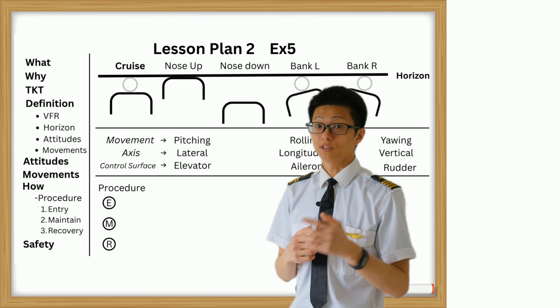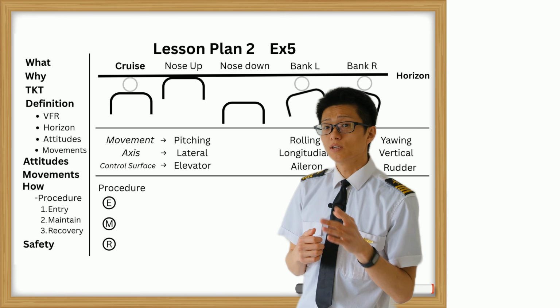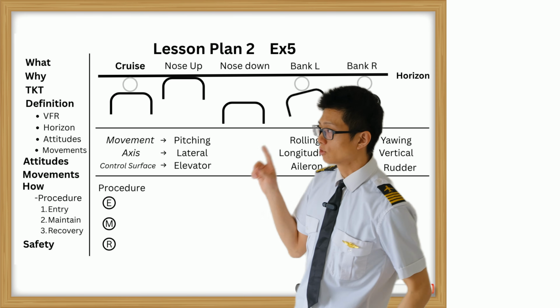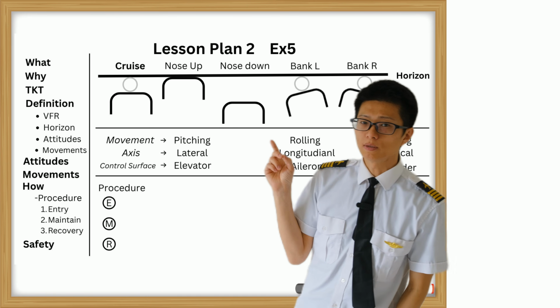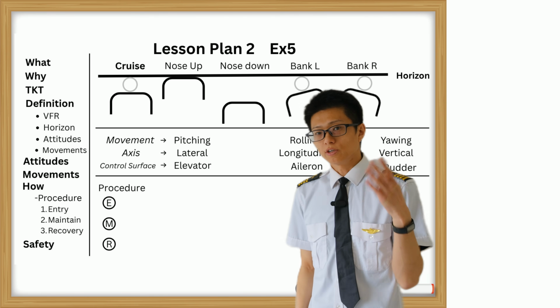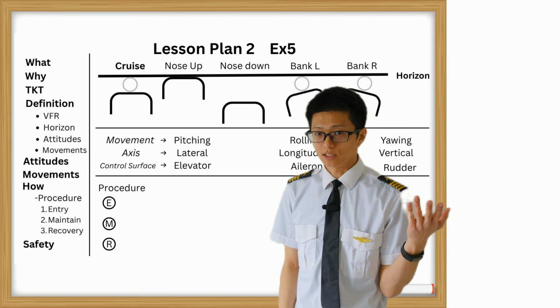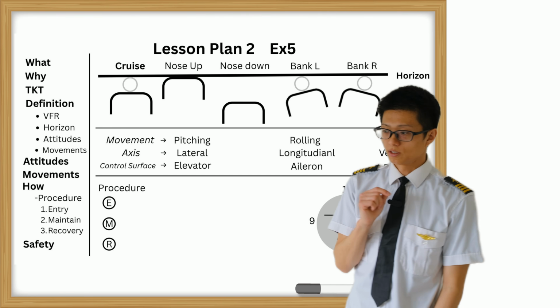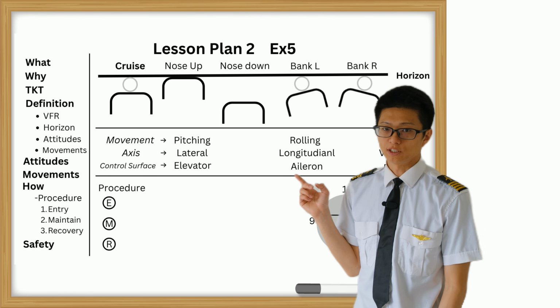When you fly cruise attitude, I'm going to point out how the instruments look, and also your power setting is approximately 2300 RPM. Your airspeed is roughly 90 knots. So far, so good. All right, I'm going to talk about the nose up attitude next.